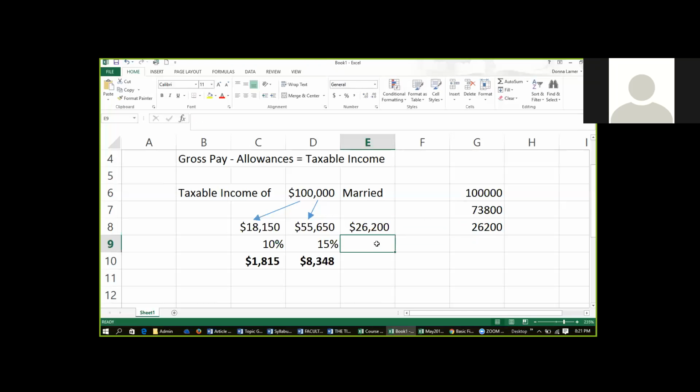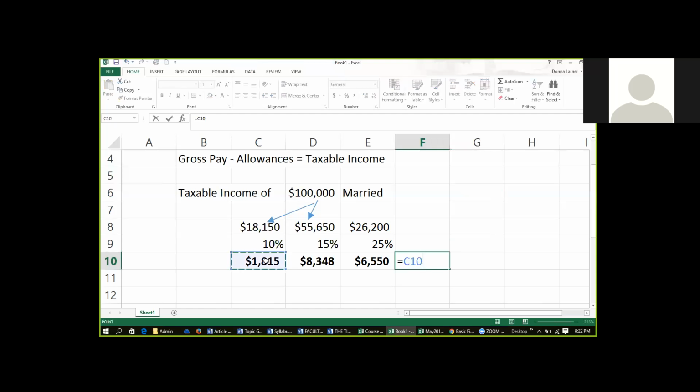$26,200, and that's taxed at the next rate of interest, or a tax rate. Can't be saying interest. I have too much of that other problem. So the taxpayer pays 10% on some of their money that they made in the year, 15%, and 25%. So the grand total of all the taxes is this plus this plus this. So their taxes for the whole year are $16,713.